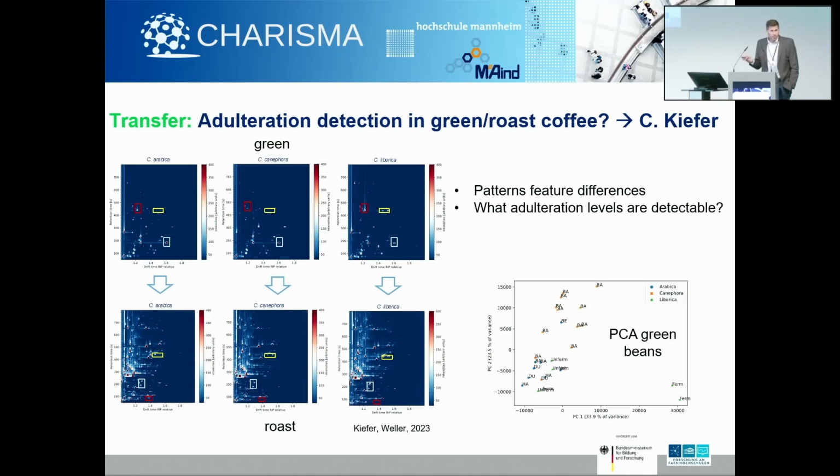So a transfer would be, you already saw the results from Kati on Sunday, looking at the green bean fingerprints of Arabica, Canephora, and Liberica, and the roasted versions of that. So most probably this will be transferable to coffee as well. I'm relatively confident this is going to work.